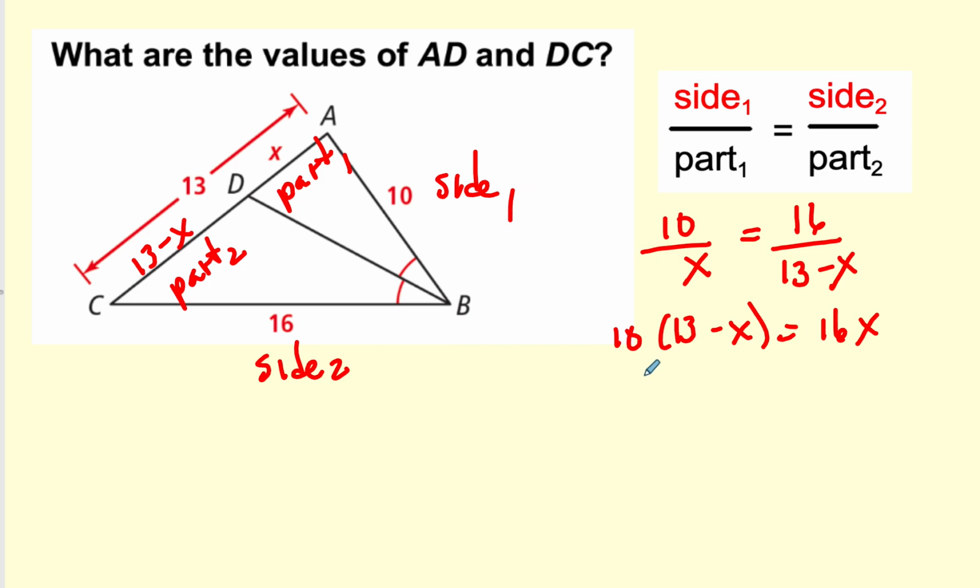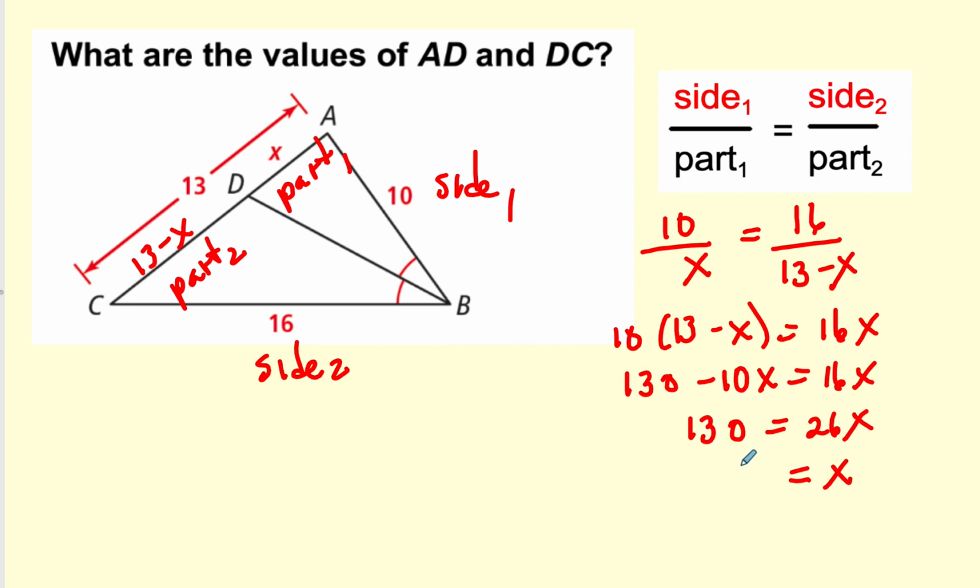I'm going to multiply. That's 130 minus 10x is equal to 16x, and then I have 130 equals 26x, and so x will be equal to 130 divided by 26, and that'll be equal to 5. So that x is 5, so AD will be equal to 5, and CD will be equal to 13 minus 5, which is 8.